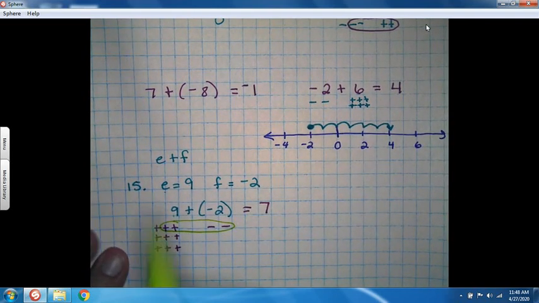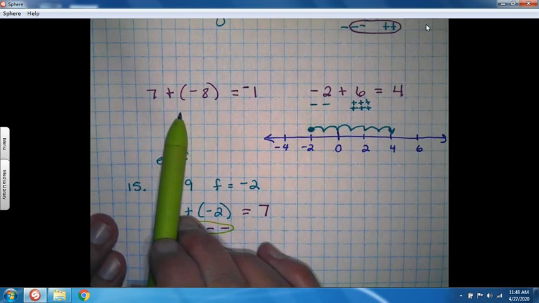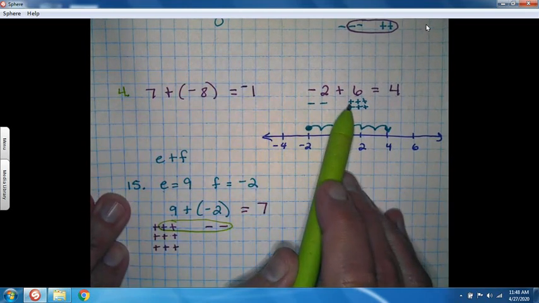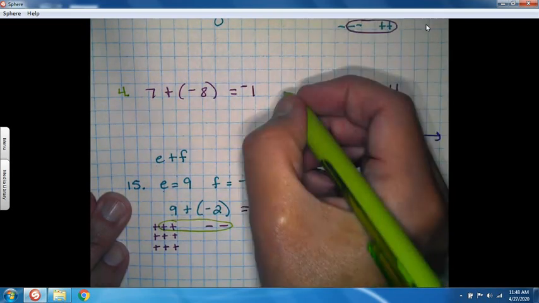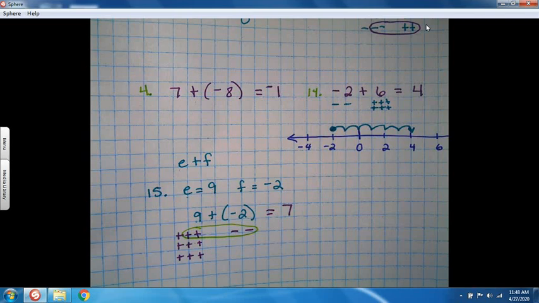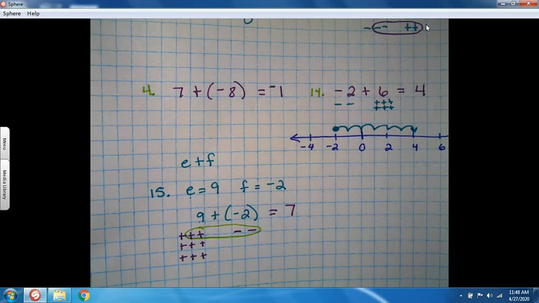So this is problem number 15. This one is problem number 4. And this one is problem number 14. Okay? The word problems are a little tricky. I'm not going to lie to you. Give them a try.